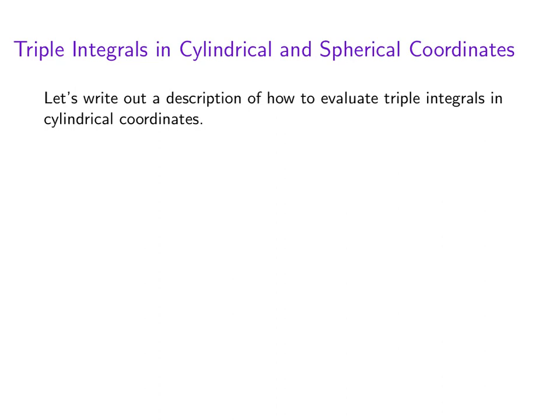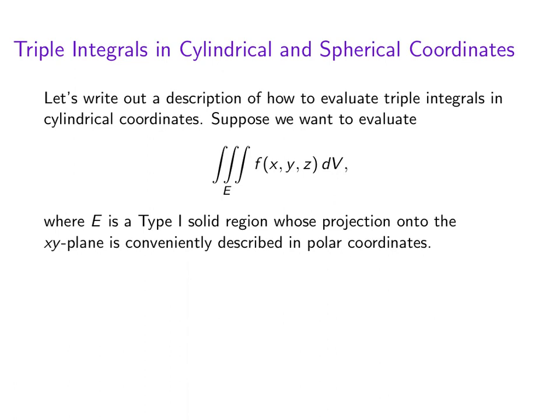Let's pause our evaluation of this particular integral to write out a description of how to evaluate triple integrals in cylindrical coordinates in general. So we're given a triple integral of f of x, y, z over the region E, and let's say that E is a type 1 solid region whose projection into the xy plane is conveniently described in polar coordinates. This last part, where the projection of E into the xy plane is conveniently described in polar coordinates, that's the important feature that's going to lead us to evaluating an integral in cylindrical coordinates.